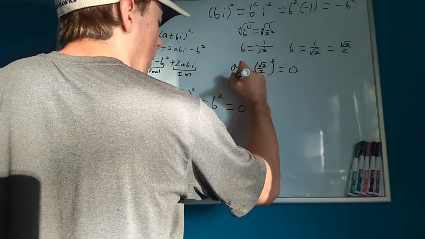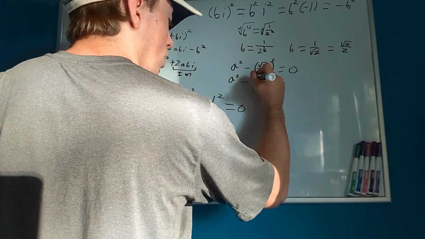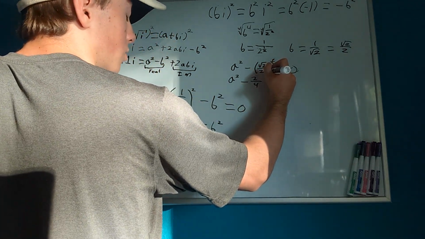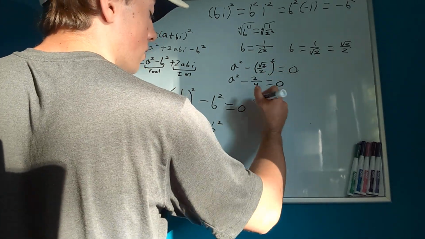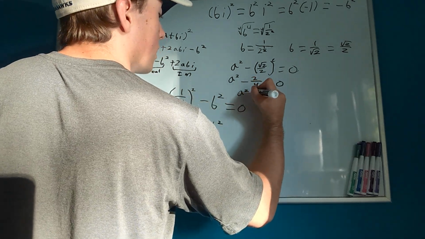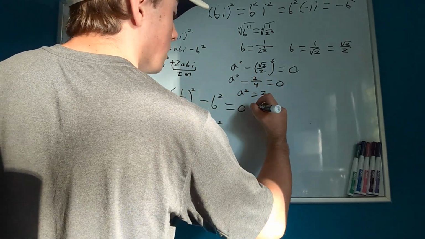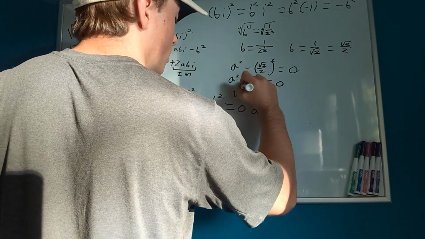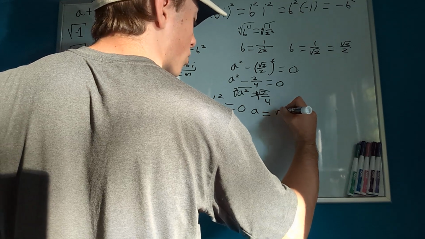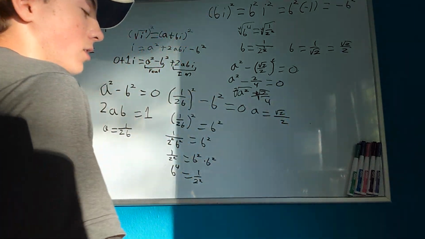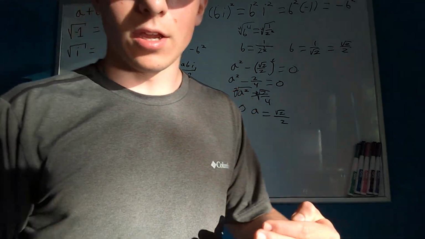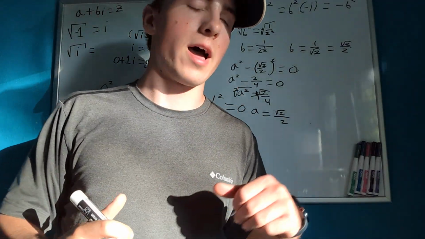So then a squared minus 2 over 4, because the square root of 2 squared is 2 and 2 squared is 4, equals 0. Then let's add 2 over 4 to each side: a squared equals 2 over 4. Let's take the square root of each side. a equals the square root of 2 over the square root of 4, which is 2. So a equals square root of 2 over 2. Now we have both a and b. We've solved for the square root of i.